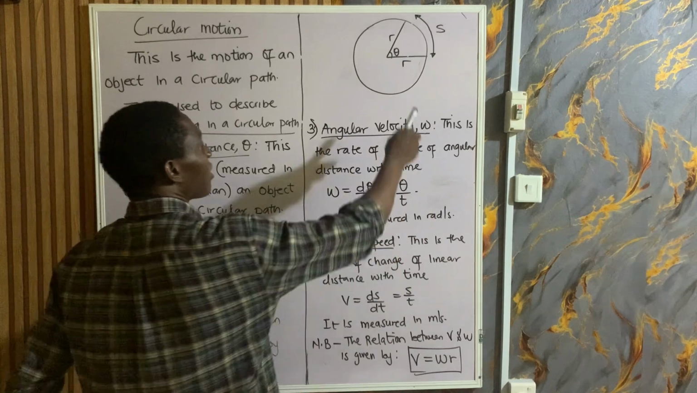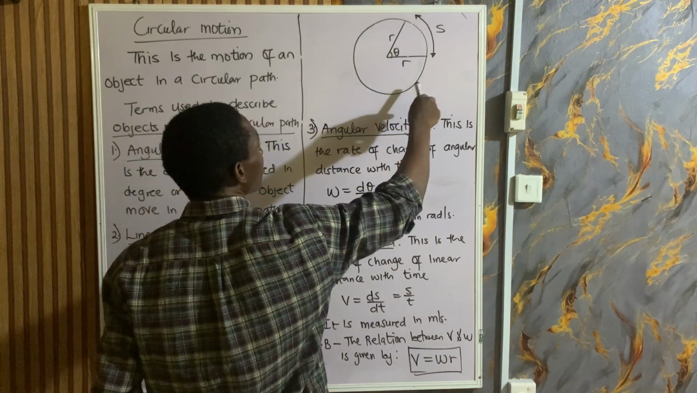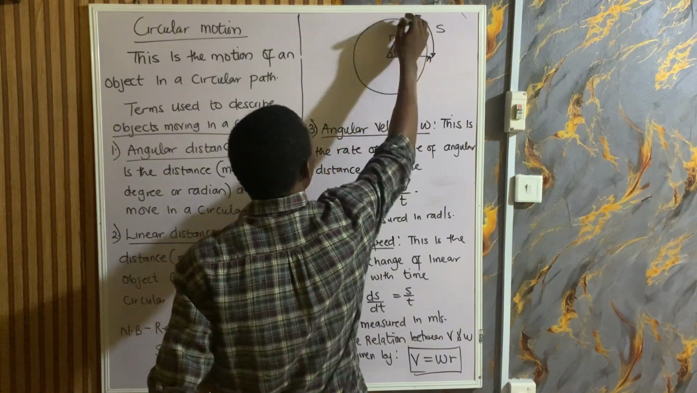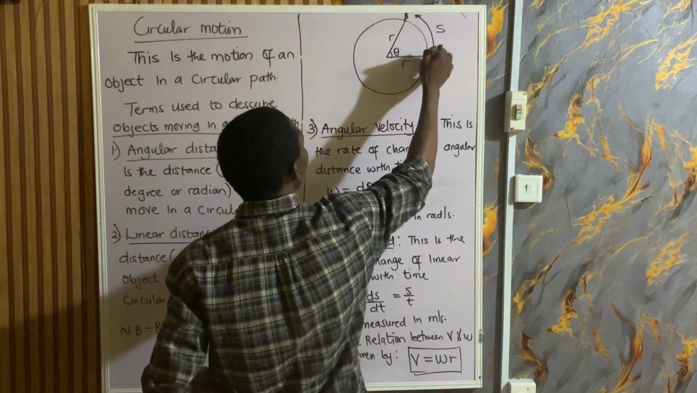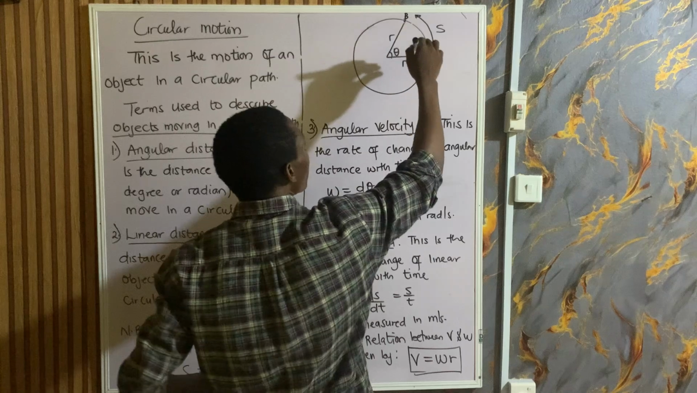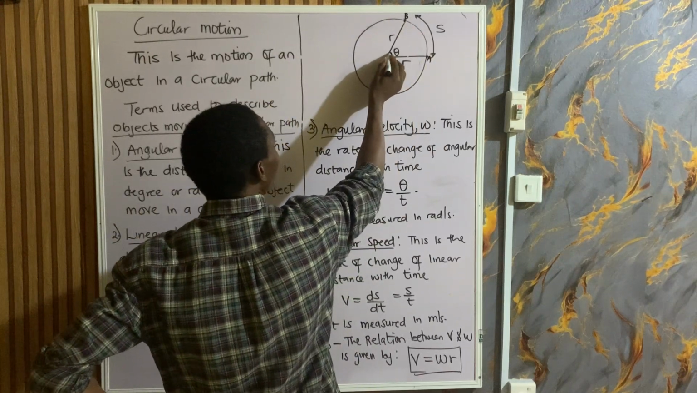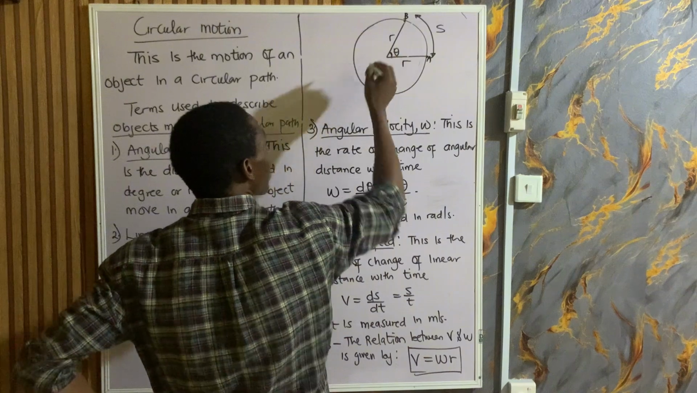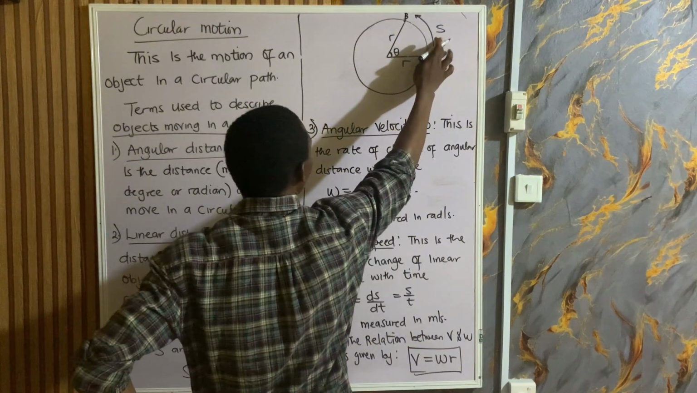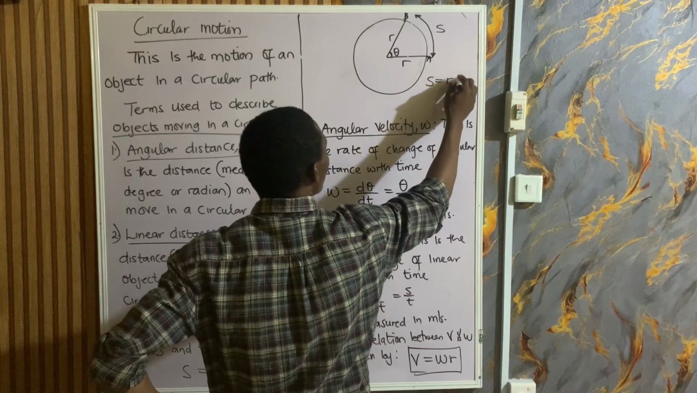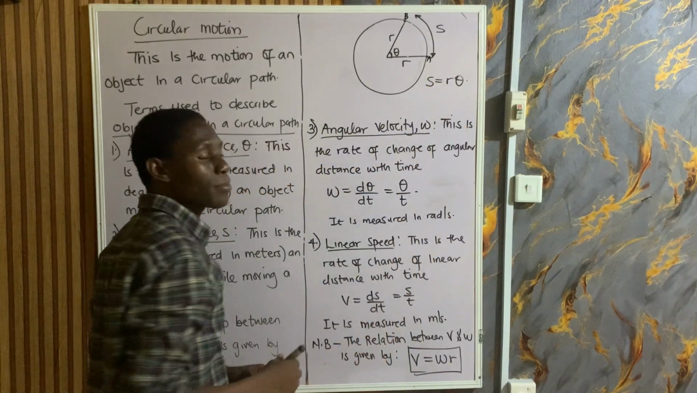So if an object is moving in a circular path, let's assume it moved from point A down to point B. The distance from here to here, which is the arc of the circle, is the linear distance. The distance as measured in angle is the angular distance. And like I said, the two are related by linear distance is equal to radius times angular distance.